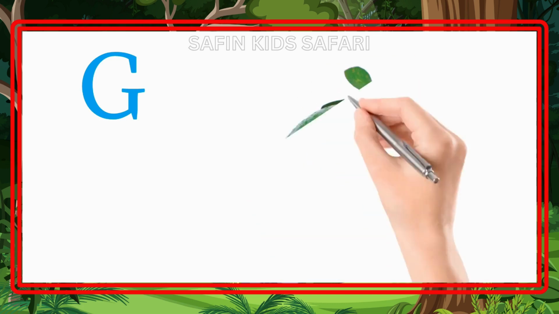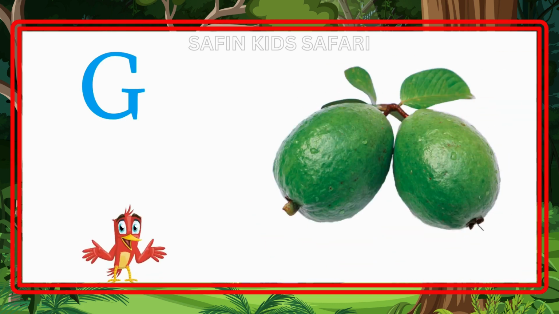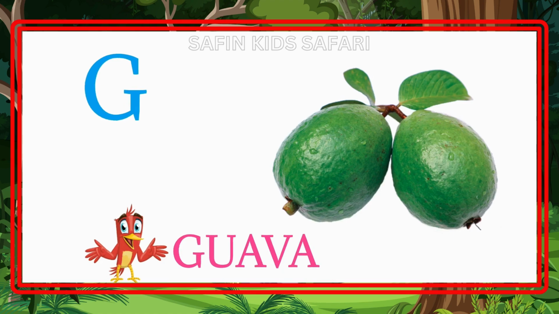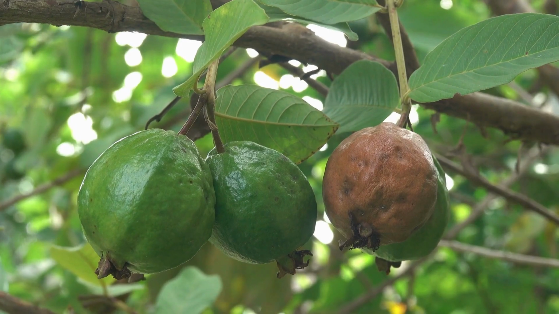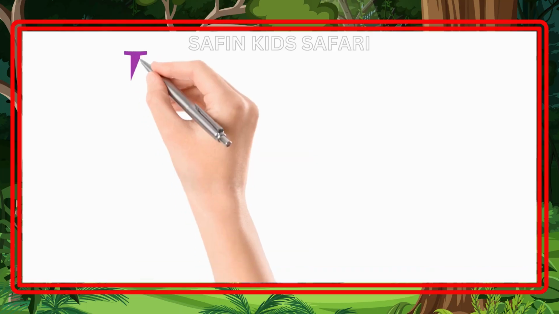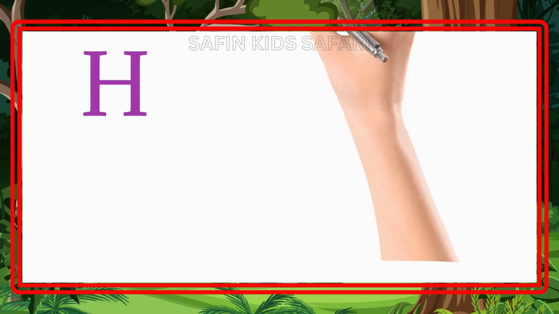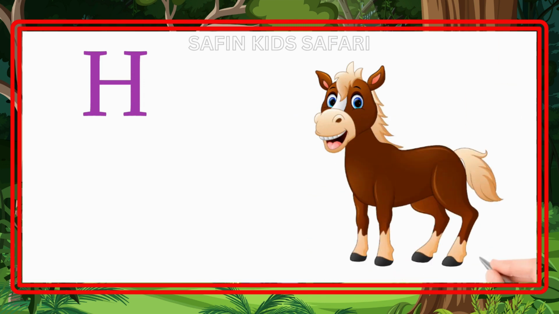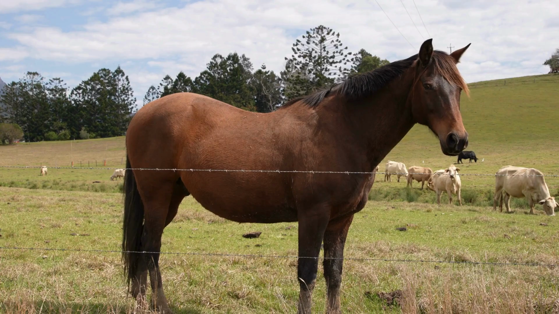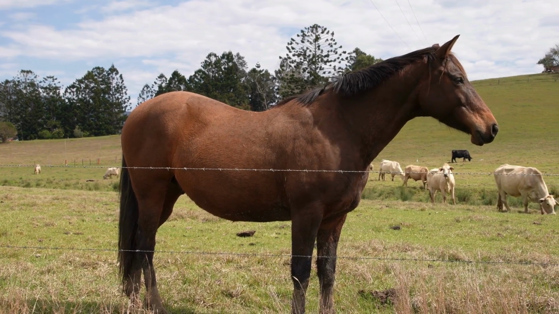G. G for guava. This is guava. H. H for horse. Nice horse.